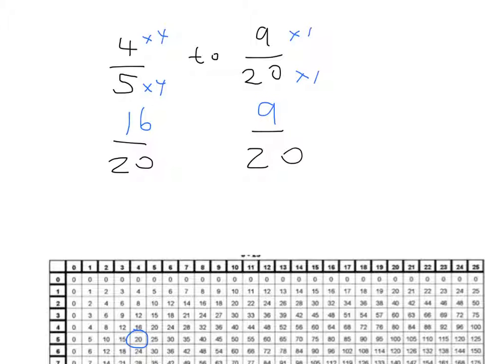Okay, so now we have the same denominator. Now we can use the numerators as a ratio. So this statement here, we can convert to a ratio by using the numerators because the denominator is the same. So that means that our final answer will be 16 to 9.